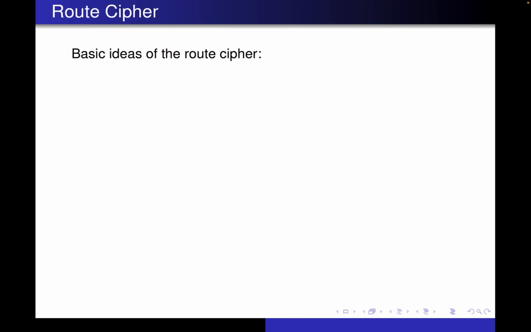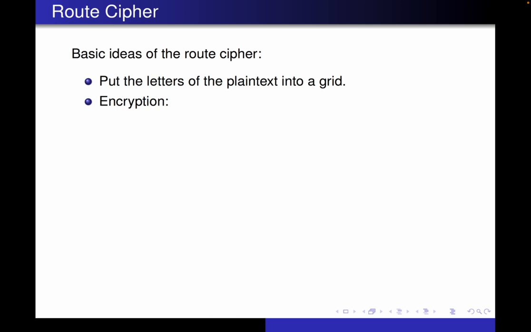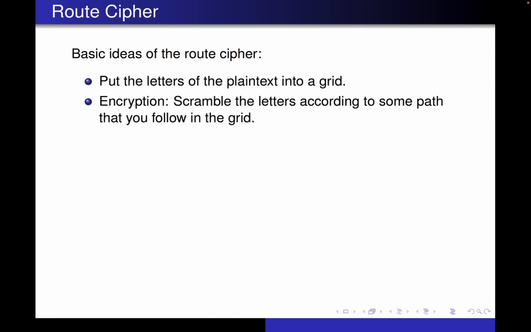So let's talk a little bit about the basic ideas of the route cipher before we get into the specifics. First of all, when we have plain text, we're going to put the letters of the plain text into a grid, and we're going to do it in an orderly way. For encryption, we're going to scramble the letters according to some path that you follow through the grid. So we have the orderly way that we put the plain text into the grid, and then we're going to have our weird meandering way that we go through the grid to scramble the letters to get our ciphertext. And for decryption, we do the exact same thing in reverse.